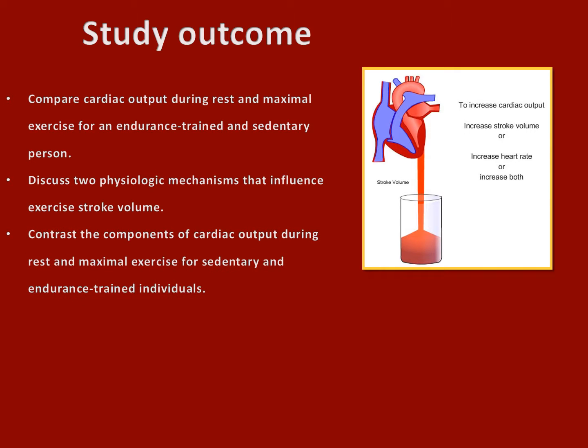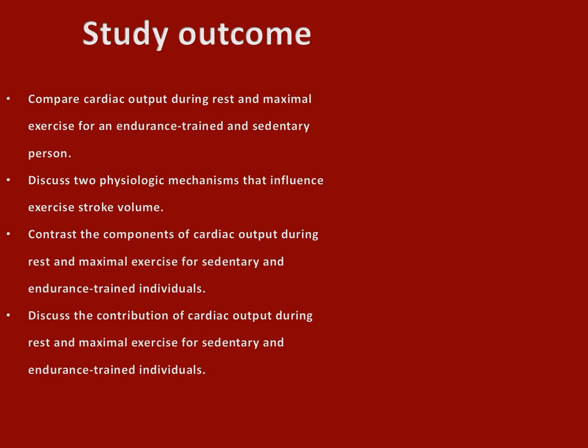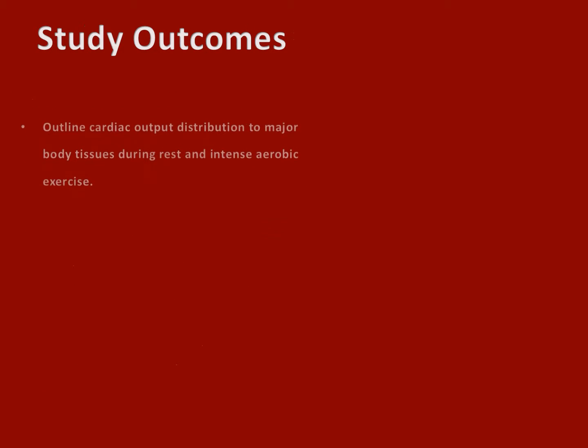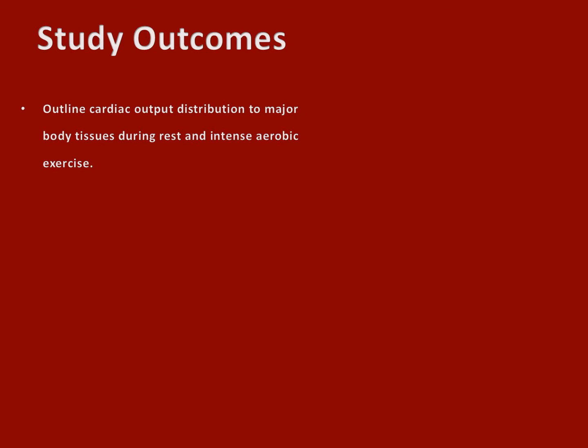Contrast the components of cardiac output during rest and maximal exercise for sedentary and endurance-trained individuals. Discuss the contribution of cardiac output during rest and maximal exercise for sedentary and endurance-trained individuals. Outline the dynamics and proposed mechanisms for cardiovascular drift. Outline cardiac output distribution to major tissues during rest and intense aerobic exercise.